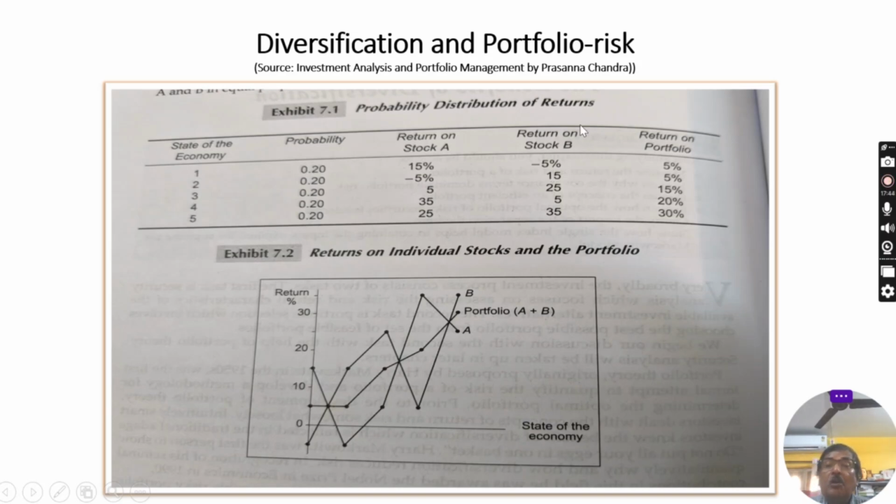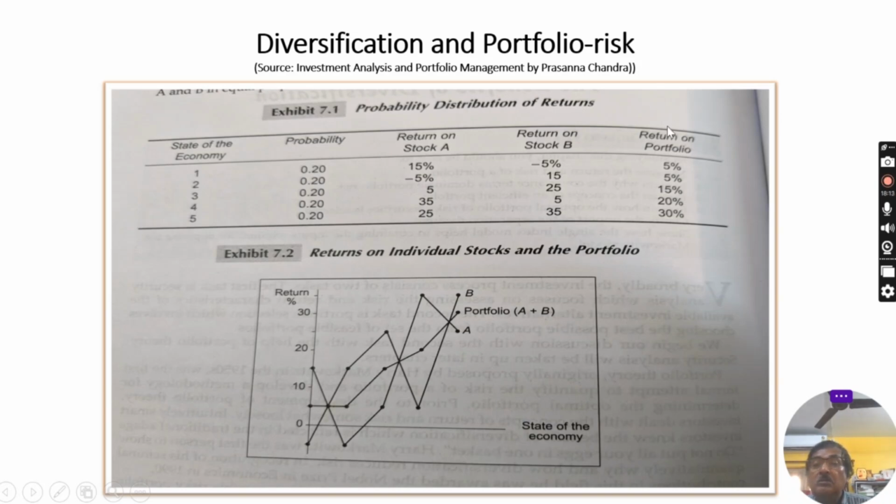If you plot the graph for return on stock B, first minus 5 for B, then 15, then 25, then again 5, then 35. That means if you invest your entire money in stock A, the fluctuation is like this. It is not steady. For B also, it is very fluctuating.